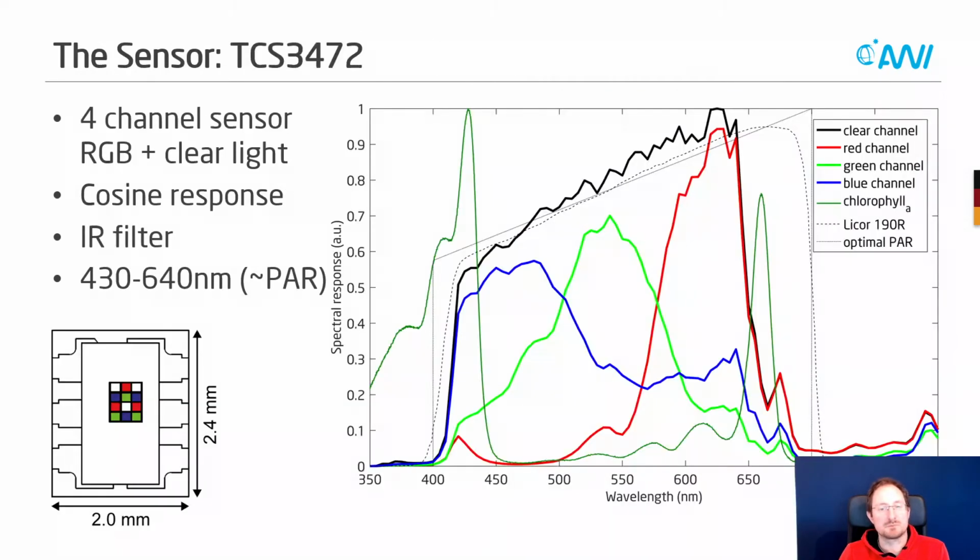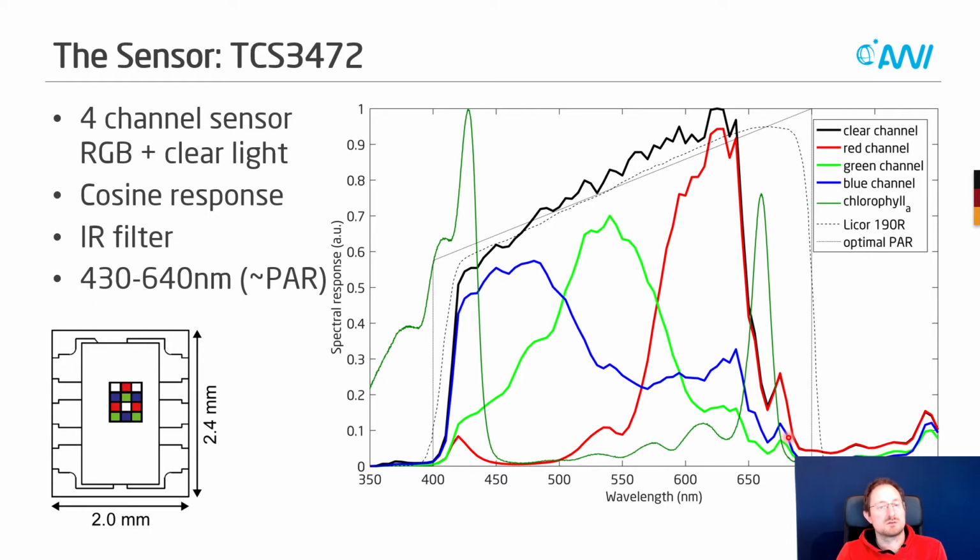The sensor is a very small multispectral sensor that is originally a sensor for low-cost electronics for color measurement. And here you can see the spectral sensitivities of the red, the green, and the blue channel. But the interesting thing is that this also has a clear channel, the black line here, and this follows fairly closely what the wavelength response of cheaper power sensors is.